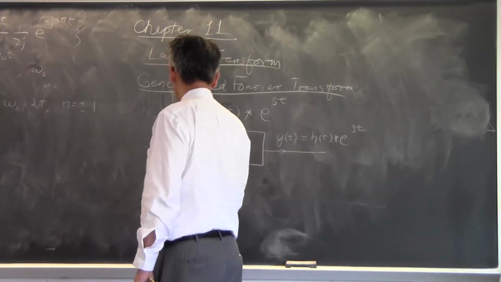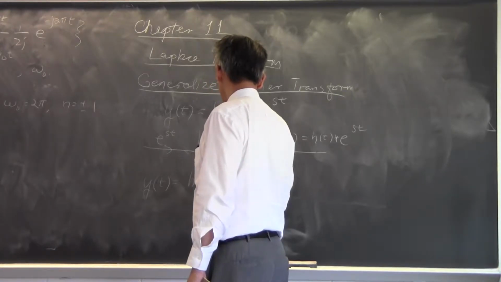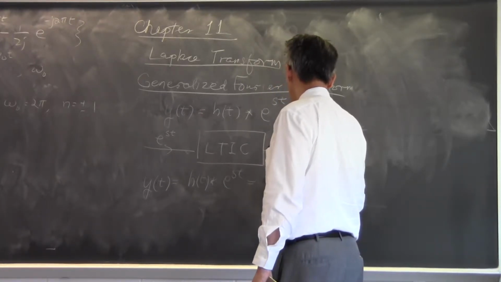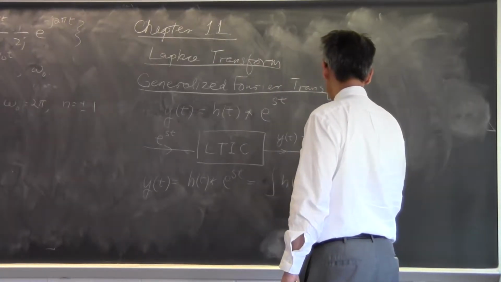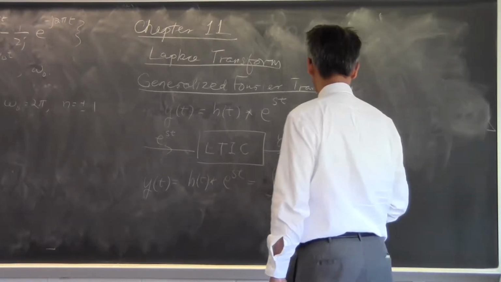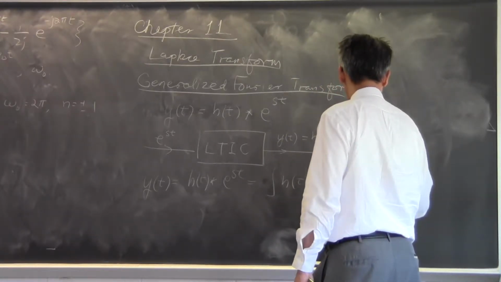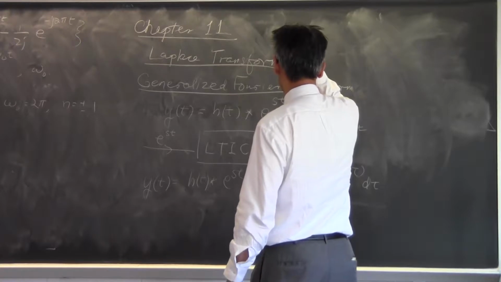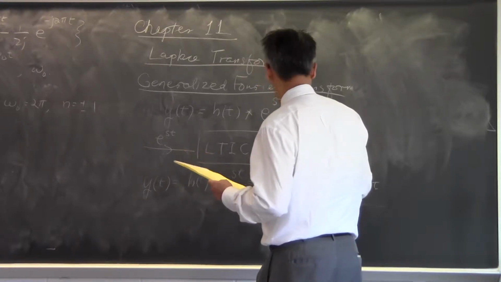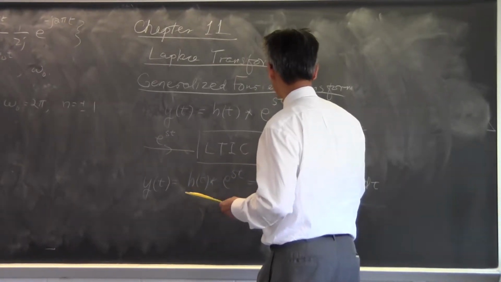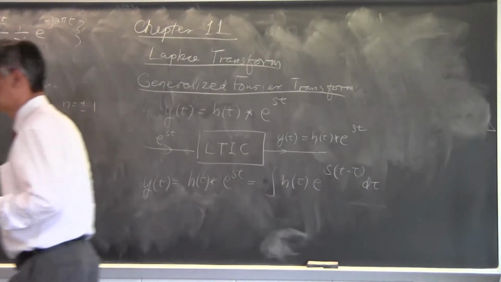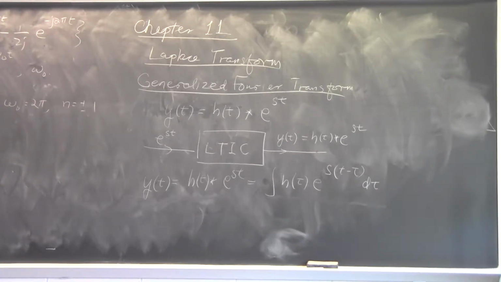y of t is equal to h of t convolving with e to the st. And if I write this in detail, it will be the integral of h of tau, e to the s times t minus tau, d tau. Okay? And then I'm going to put a unit step function over here, otherwise it may not work. But not necessarily, I don't think the textbook puts in a unit step function.